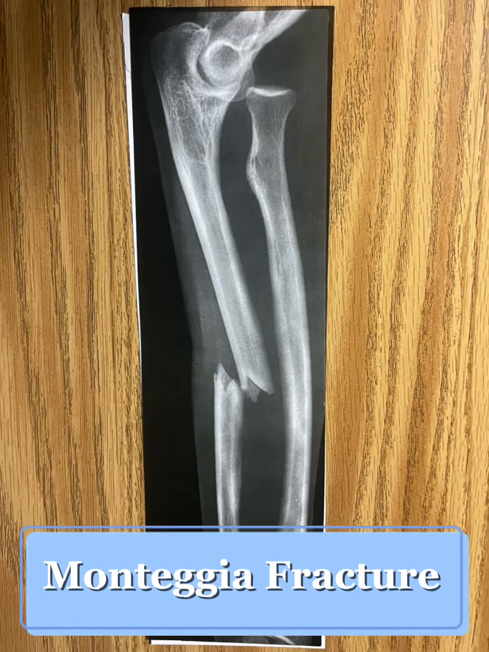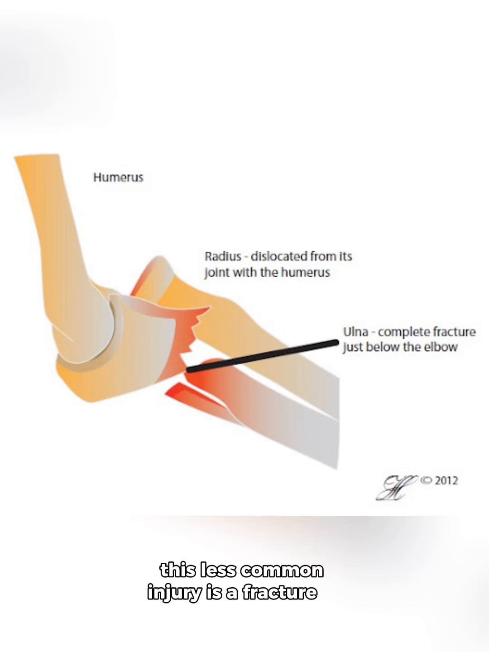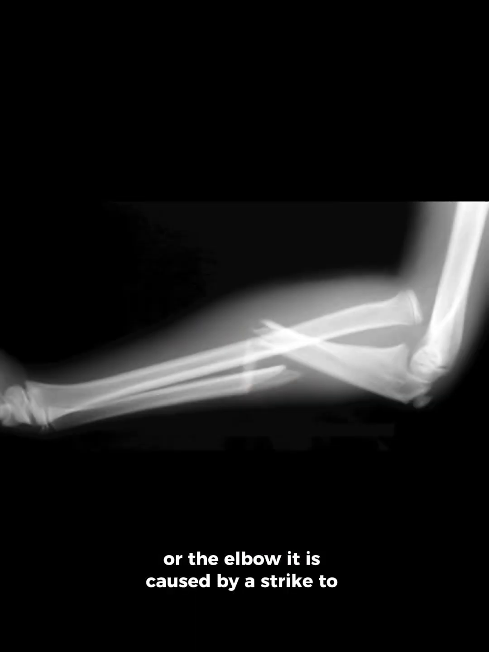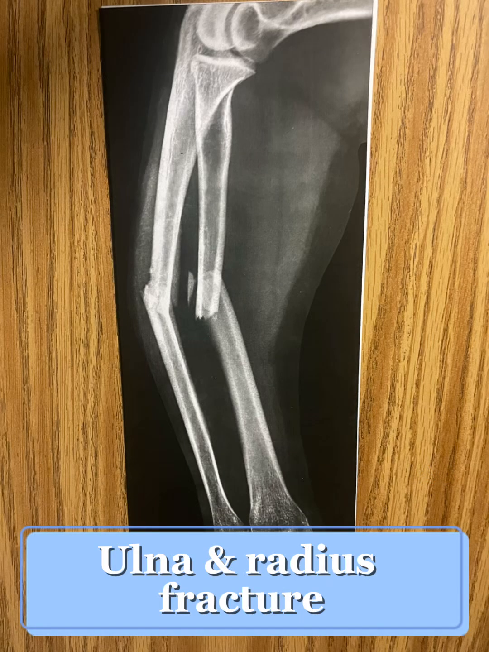Here we have a Monteggia fracture, an ulnar fracture with dislocation of the radial head. This less common injury is a fracture to the forearm with dislocation of the radial head or the elbow. It is caused by a strike to the elbow with rotation and is usually treated by plating the fracture after relocating the radial head. Here we have an ulna and radius fracture.